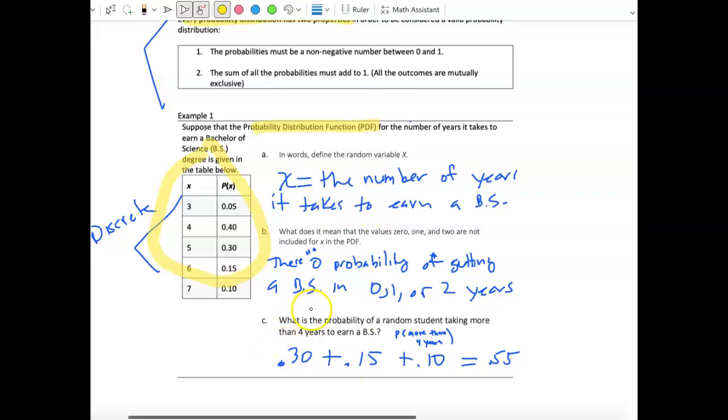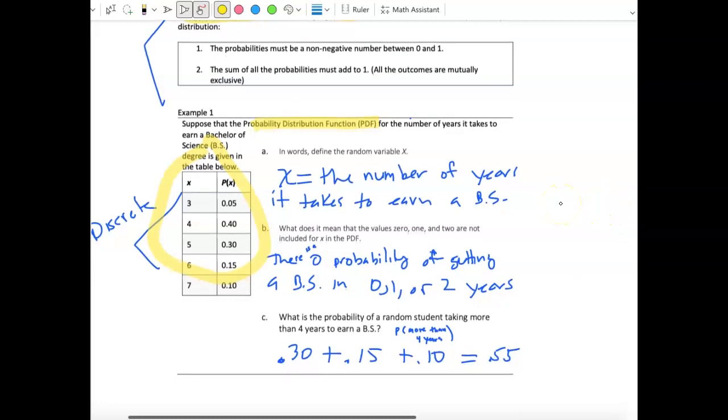If you randomly select someone, what's the probability they earn a bachelor's degree in more than 4 years? We would look at 5, 6, and 7, and that's part C here. You would add up those probabilities, and so there's a 55% chance. And again, that's given off of long run frequencies of this variable, which is the number of years it takes to get a bachelor's degree.